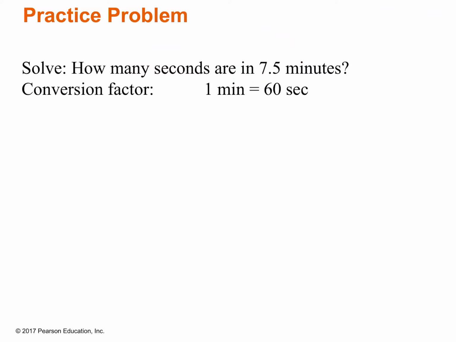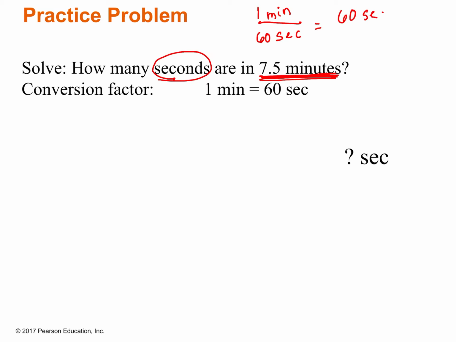Okay, here's another one. How many seconds are in 7.5 minutes? When we're thinking about solving these problems, this is the number in the problem, so this is what we're going to start with. And it's asking us to convert it to seconds. So we're going to start with 7.5 minutes and convert it to seconds. Our equality is going to be 1 minute is equal to 60 seconds. So we can write 2 different conversion factors from there: 1 minute per 60 seconds or 60 seconds per 1 minute, and we'll figure out which one we actually need.